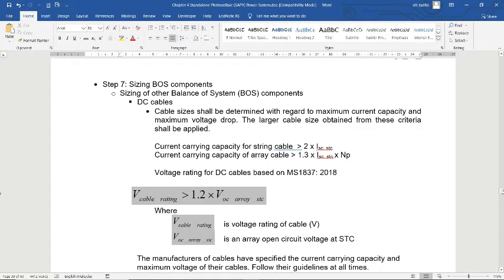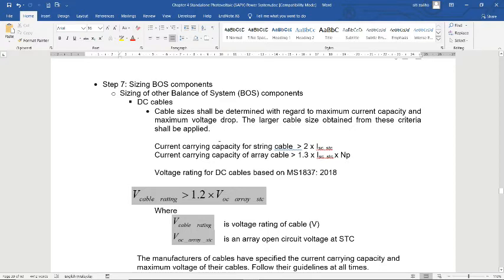Another one, step number 7, is sizing balance of system components. The balance of system components include all the structure, the cables, the inverter, except the PV modules. So, sizing of other balance of system components, for example the DC cable. Cable size shall be determined with regard to maximum current capacity and maximum voltage drop. The larger cable size obtained from these criteria shall be applied.